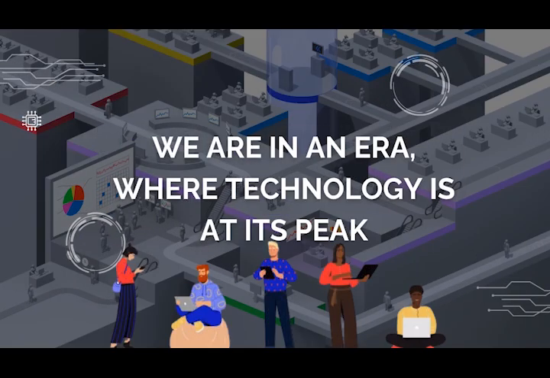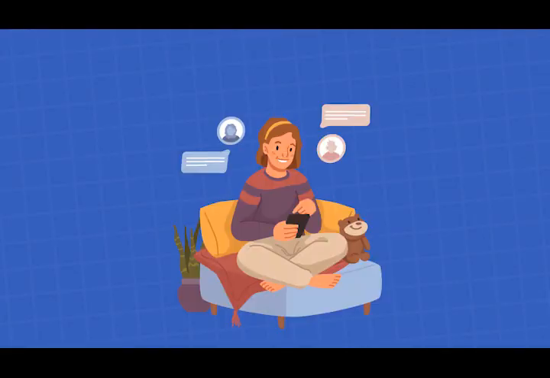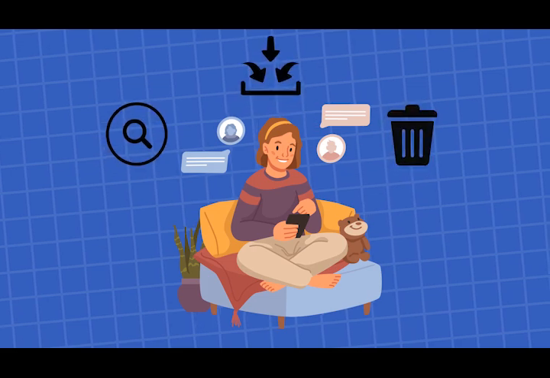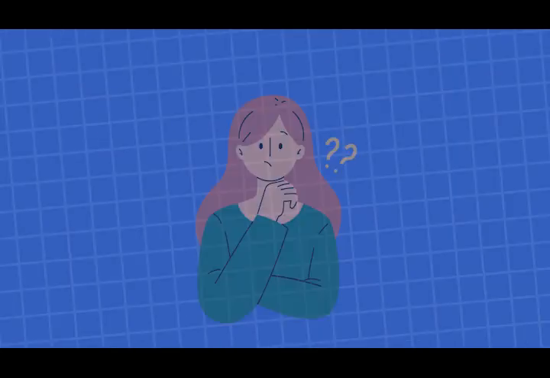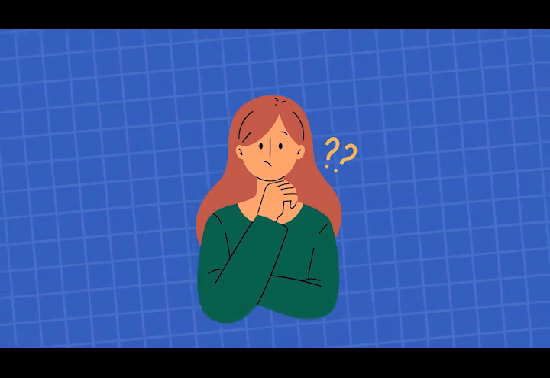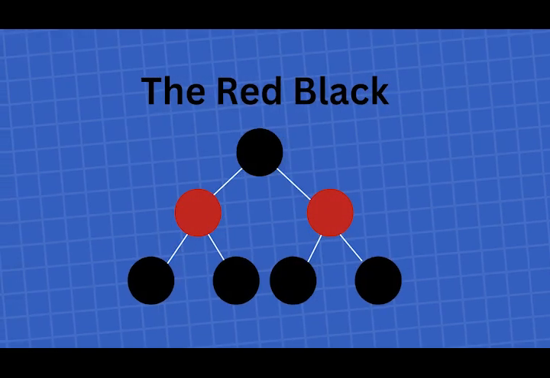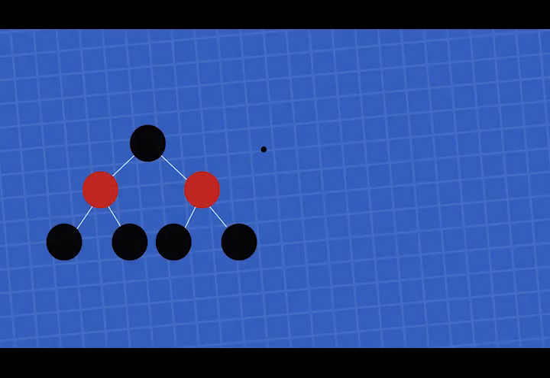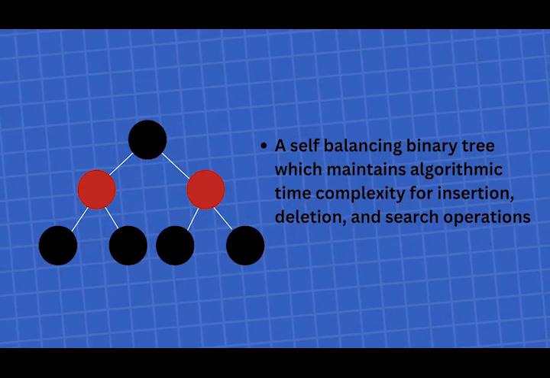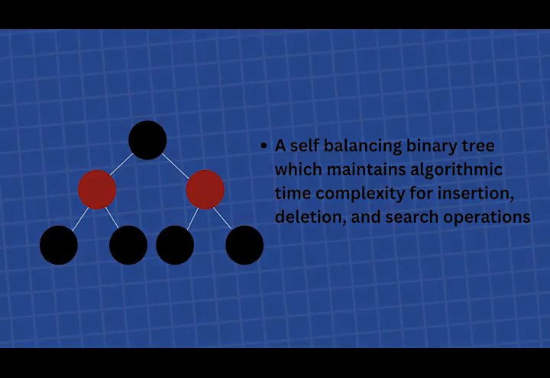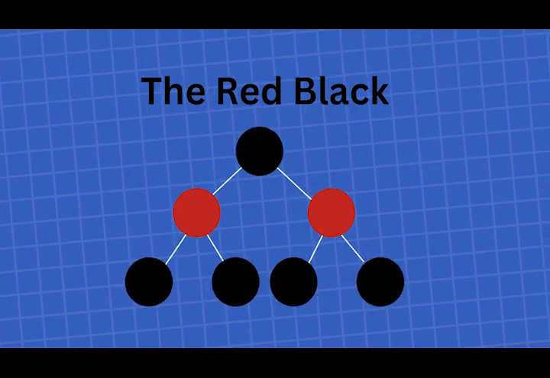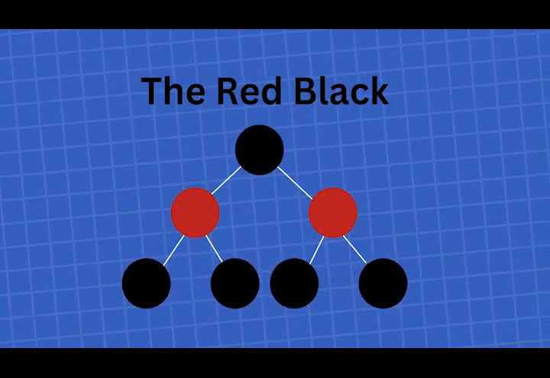We are in an era where technology is at its peak. We use apps that are constantly handling data by searching, adding, removing, all in real time. But have you ever wondered how to keep things running smoothly even when data keeps growing? Meet the red-black tree. The red-black tree is a self-balancing binary tree that maintains logarithmic time complexity for insertion, deletion, and search operations. In this video, we will look at what a red-black tree is, how it works, and where it's usually used.